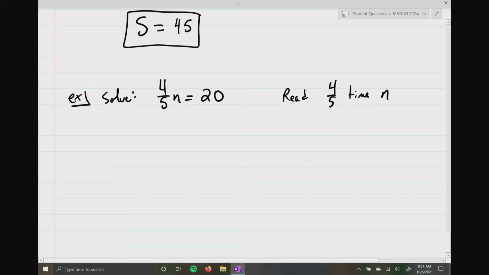So, solve 4 over 5 times n equals 20. Well, I'm going to rewrite the problem, and I'm going to do exactly what Kim told me to do, which was multiply both sides by 5.